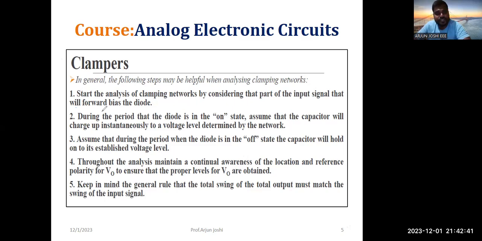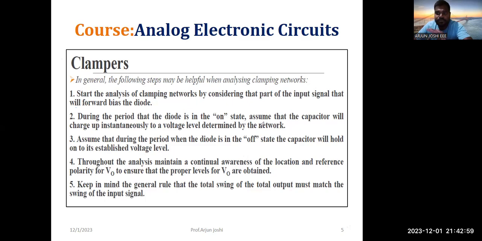The second step is, during the period that the diode is on, assume that the capacitor charges up instantaneously to a voltage level determined by the network.